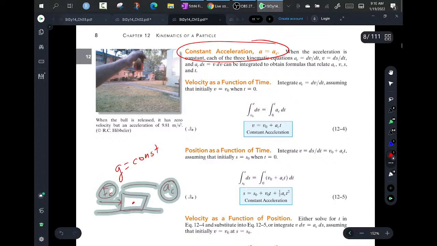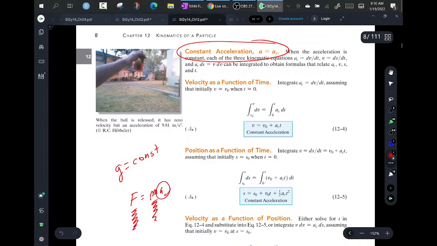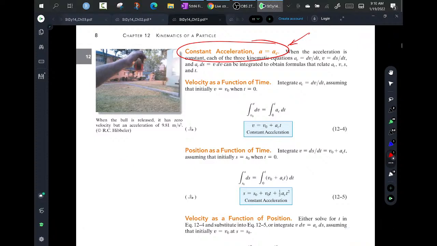The reason is pretty simple. F is equal to ma. If this is constant and this is constant, then this is going to be constant. So that's why this one's particularly important. In addition, there's a whole set of problems that relate to parabolic motion. For example, throwing a football, shooting a cannon. Those will come up shortly.